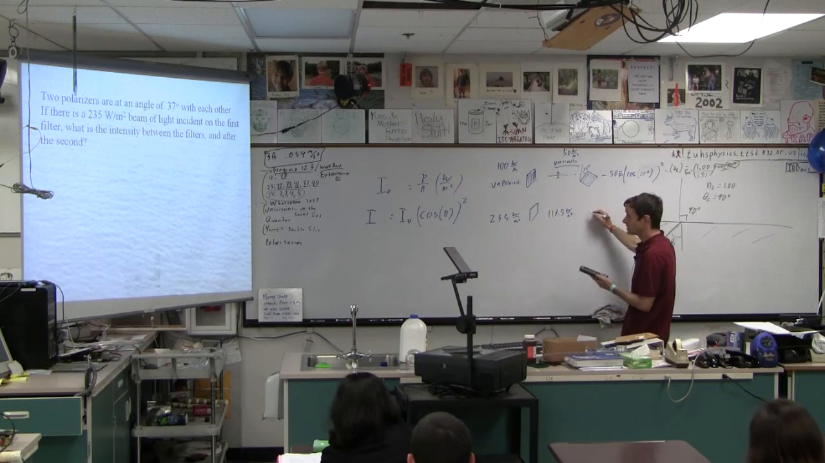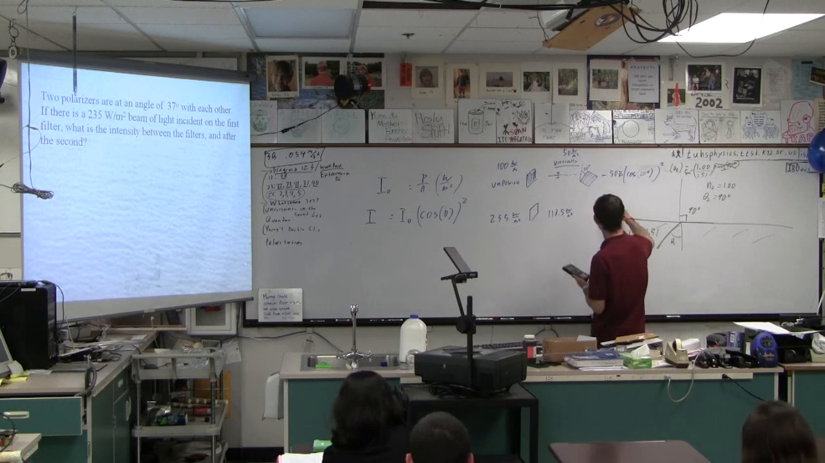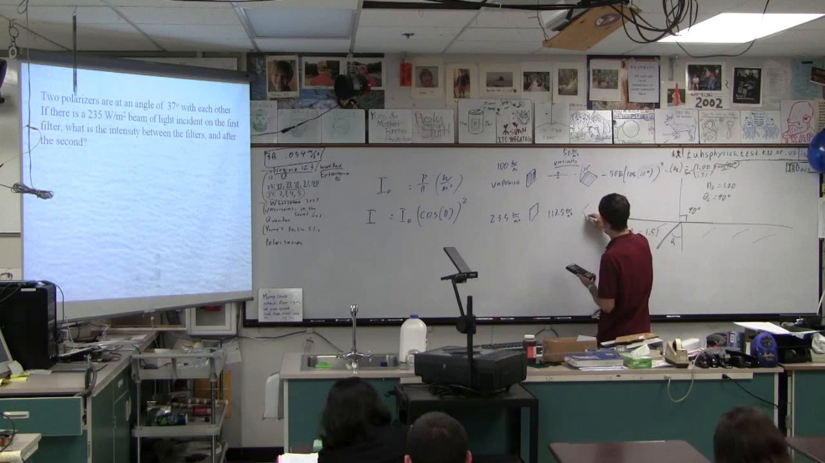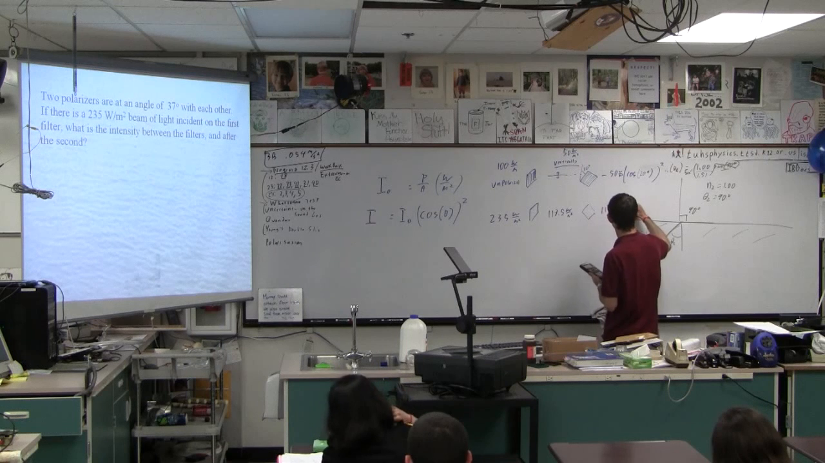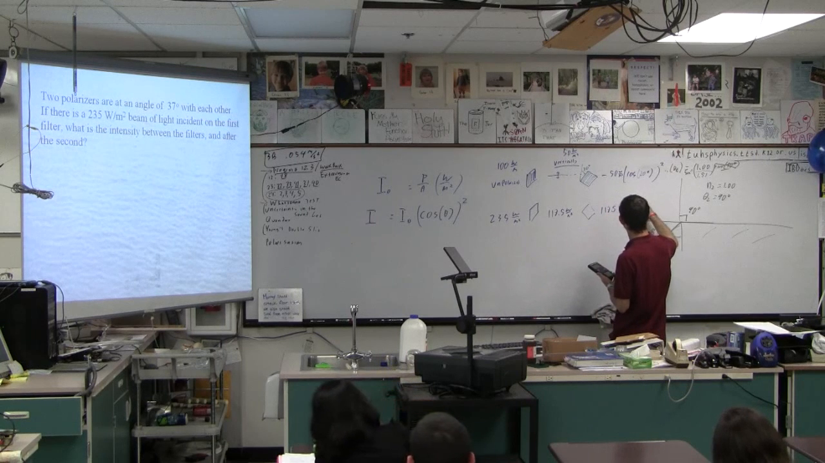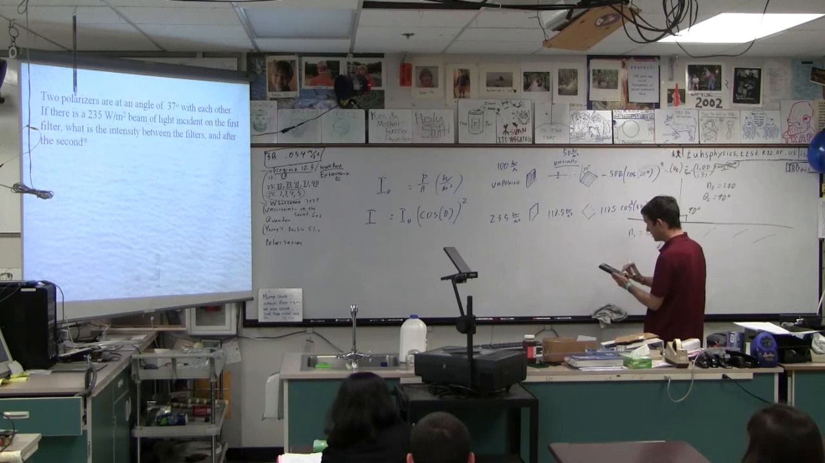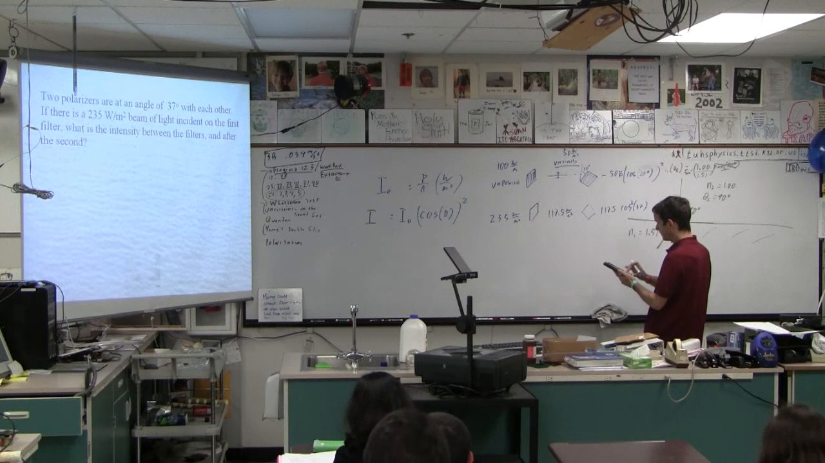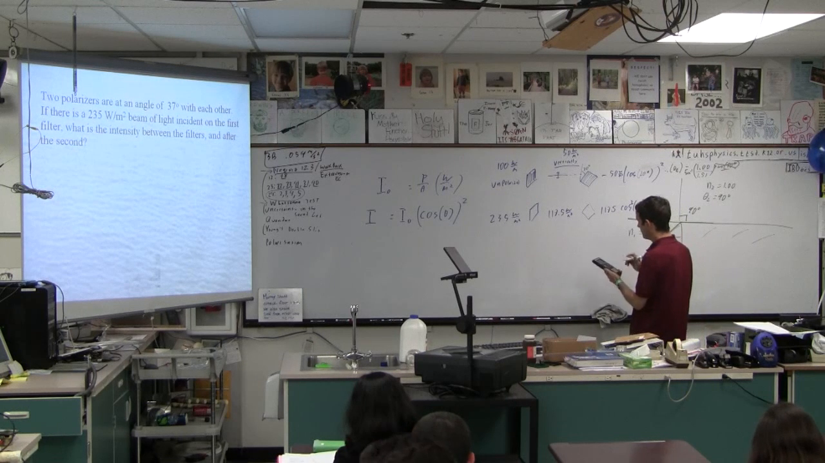Now we're all set. Now we can use that 37-degree angle. After the first filter it's 117.5. So here's our tilted one. Now it's 117.5 cos squared 37. Let me check my mode here. I am in degrees. Okay, so 117.5 cos 37 squared is 74.9.